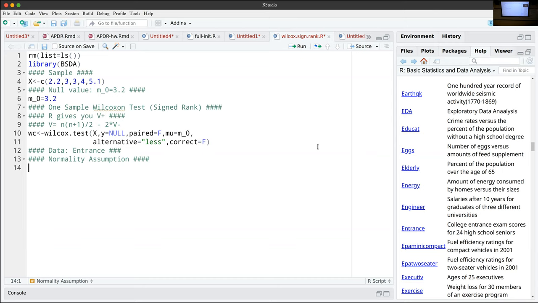Visualization. What should we use? A histogram or box plot. Very good. I'm going to go with a box plot. Reason being, histograms are better with more observations. If you have maybe 50, 60, you'll get a better picture.